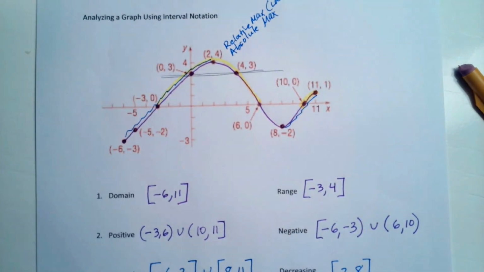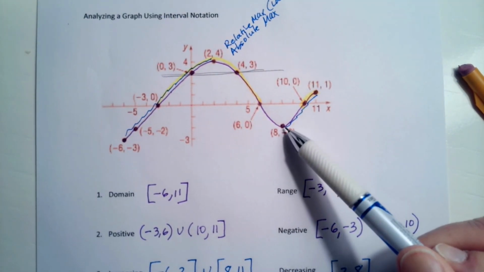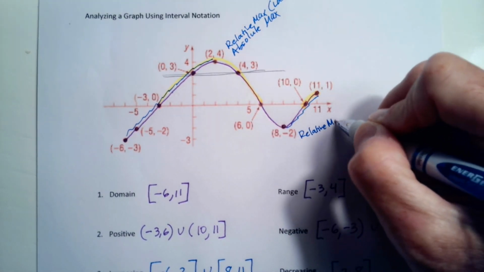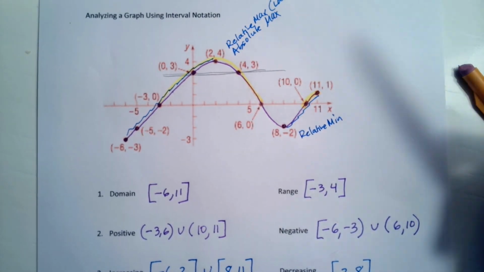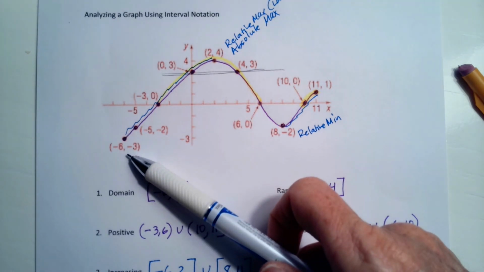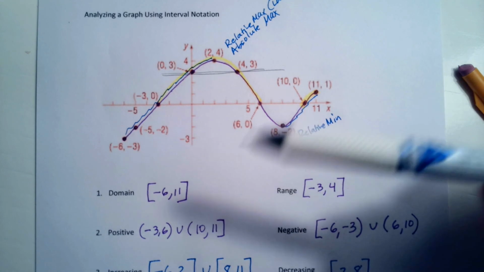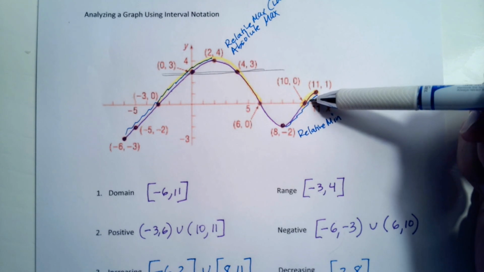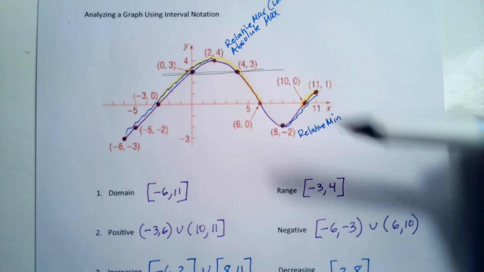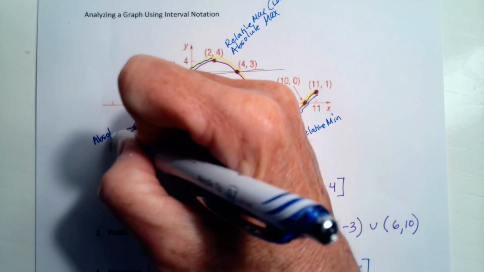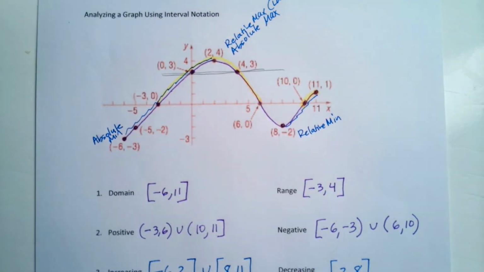For relative minimums, we have one here at (8, -2). So this is a relative min, and it's not an absolute min. The absolute min is over here at (-6, -3). So this is not a relative minimum because the definition of a relative minimum is a place where the function goes from decreasing and turns into increasing. So it's either a hill or a valley to be a relative max or min. So (-6, -3) is what we would call the absolute minimum. So the relative minimum is at (8, -2).